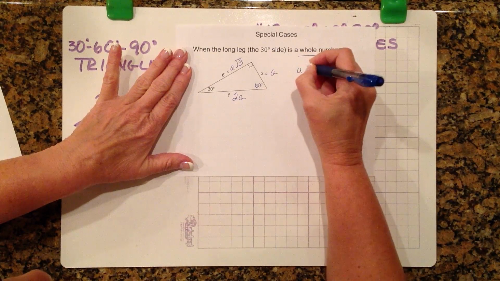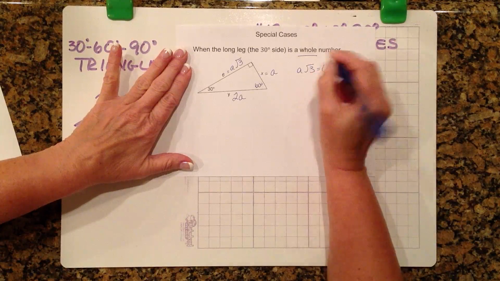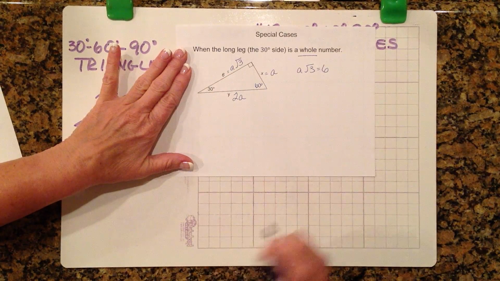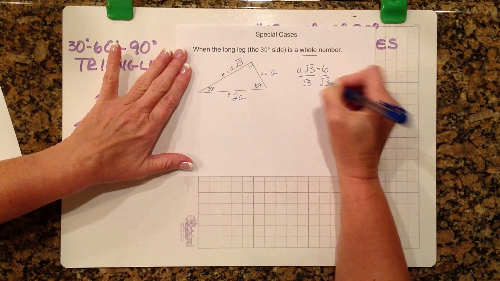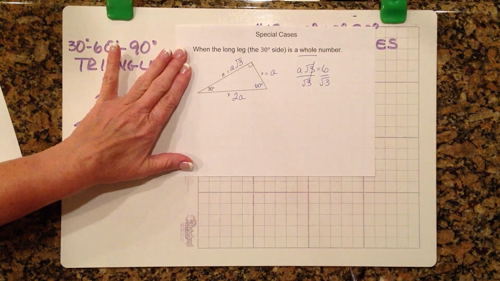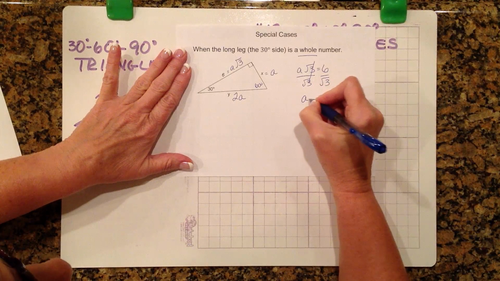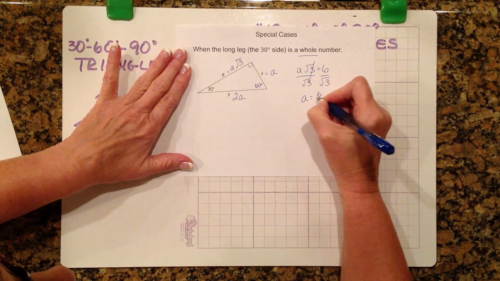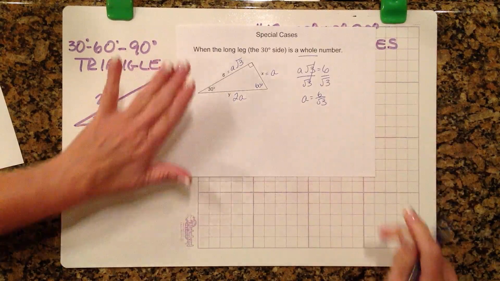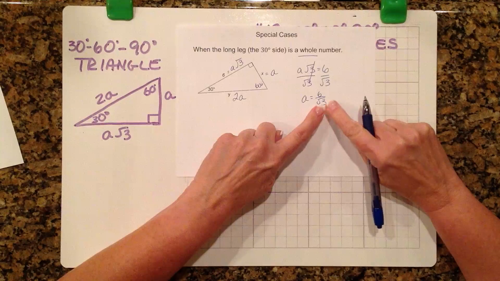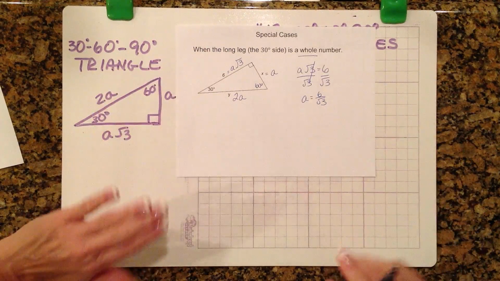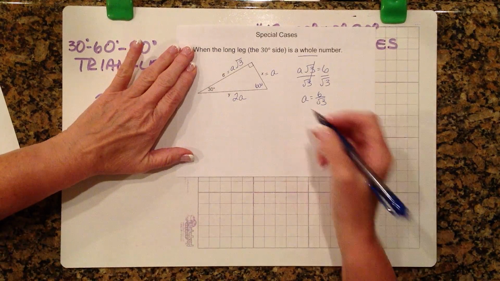So I'm going to go A square root of 3 equals 6. Isn't that what this says? So now I'm going to divide by the square root of 3 over square root of 3. Reduce that. Those cancel. And I get A equals 6 over square root of 3. Okay, remember you cannot have a square root of 3 in the denominator. So we're going to have to rationalize the denominator.